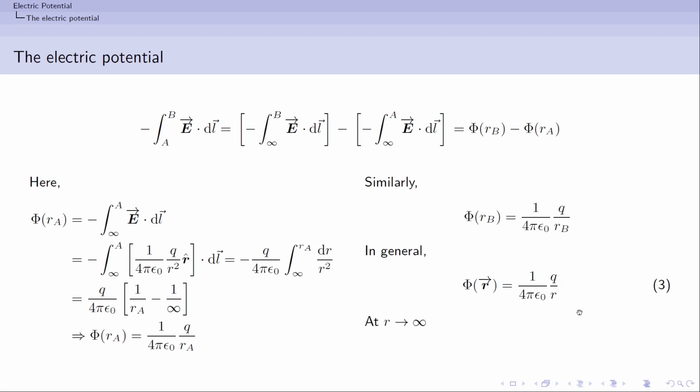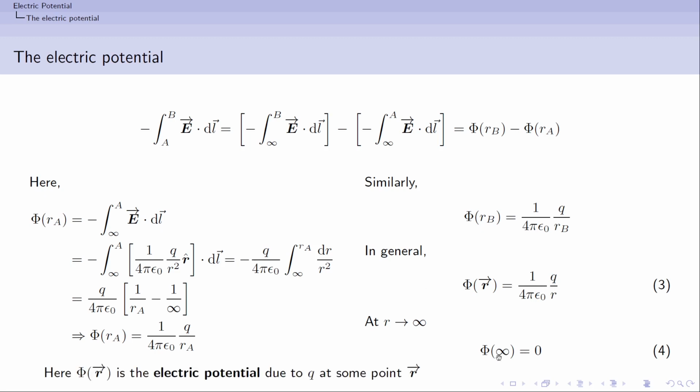And as expected, when r goes towards infinity, the influence should vanish. The electric field vanishes, so that means this quantity also should vanish, because as r goes to infinity, this denominator blows up, and as a result this overall quantity is going to become 0. So phi at infinity will be 0.